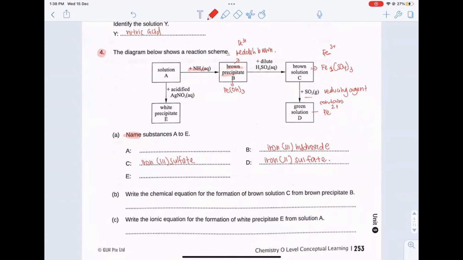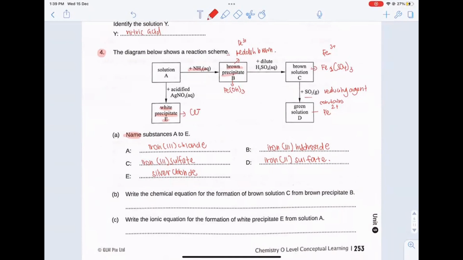When I add acidified silver nitrate to solution A, I will get a white precipitate E. So over here, this indicates the presence of Cl-. So hence white precipitate E will be silver chloride. And in A, this means that it contains both iron(III) and chloride. So together, that will be iron(III) chloride. So that's how we get all the substances A to E.